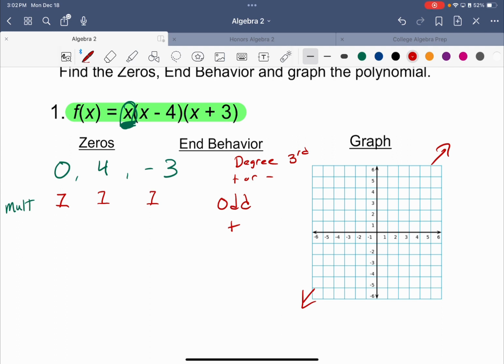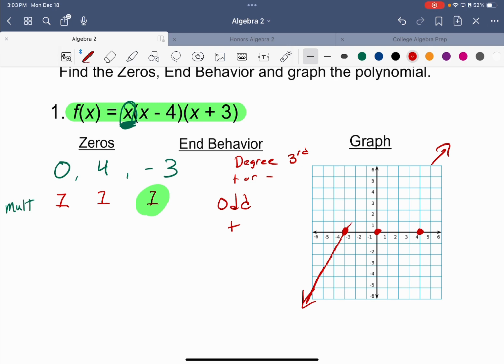Next thing I do is plot my points. Remember, the zeros are where they cross the x-axis. So it crosses the x-axis at 0, 4, and negative 3. Now we're going to graph this from left to right. So my graph starts down in quadrant 3. It's coming up to negative 3. I look at its multiplicity. Negative 3 has a multiplicity of 1, which is odd, so it's going to go through it.